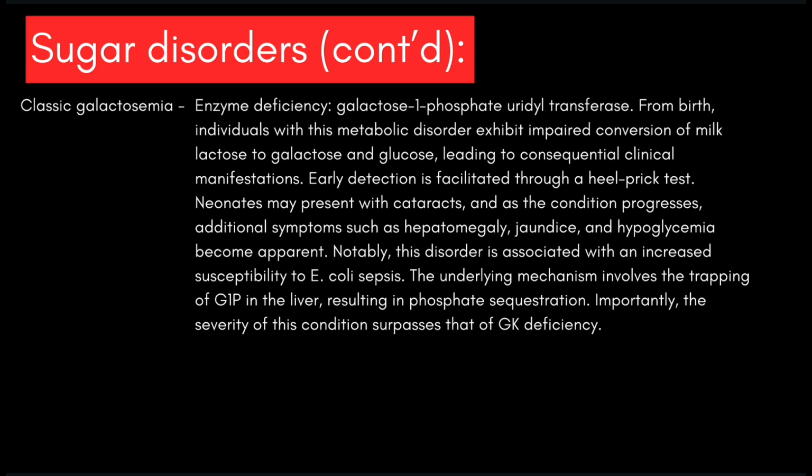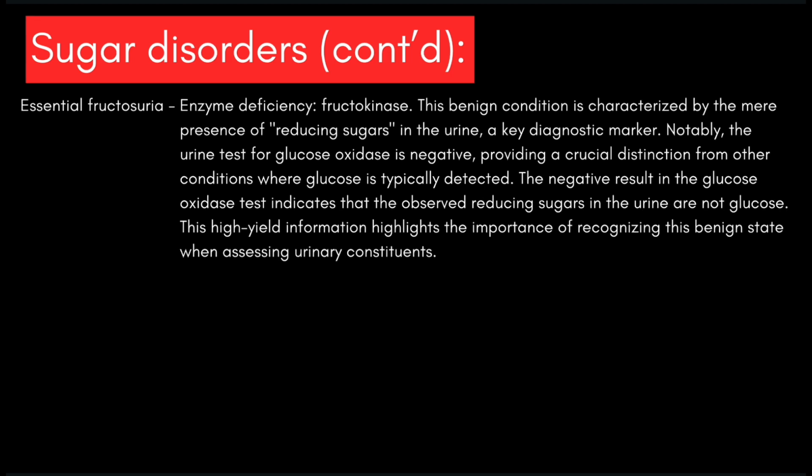Notably, this disorder is associated with an increased susceptibility to E. coli sepsis. The underlying mechanism involves the trapping of glucose 1-phosphate in the liver, resulting in phosphate sequestration. Importantly, the severity of this condition surpasses that of galactokinase deficiency. Just keep that in mind. Sorry, not glucokinase, galactokinase deficiency.